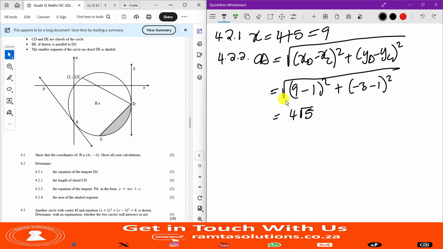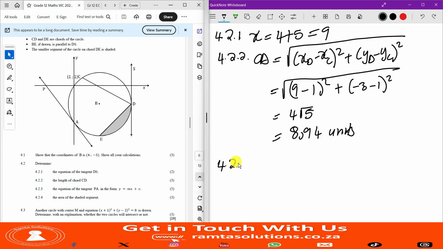They said the length, they didn't tell us to give it in simplified surd form. So the square root of 80 is 8.94 units. If you like, you can say it's 8.94 units, or you can say it's 4 root 5 units. Okay, good.